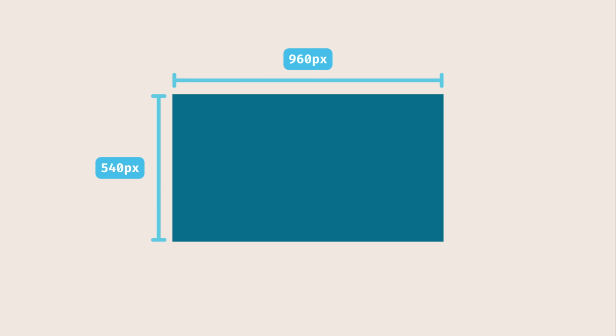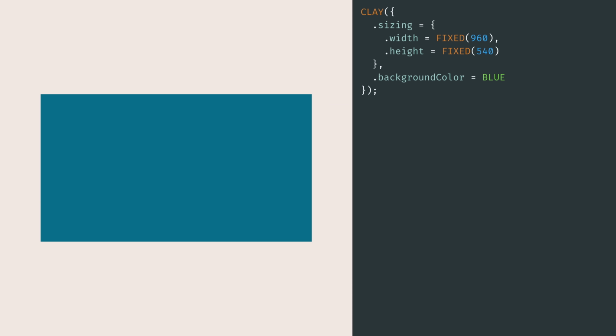Let's start with the simplest possible UI we can represent in Clay, which is just a colored rectangle with fixed dimensions, say 960 pixels wide by 540 high. To do this in Clay, we just tell Clay that for both width and height, it should use a fixed sizing and provide a value in pixels.